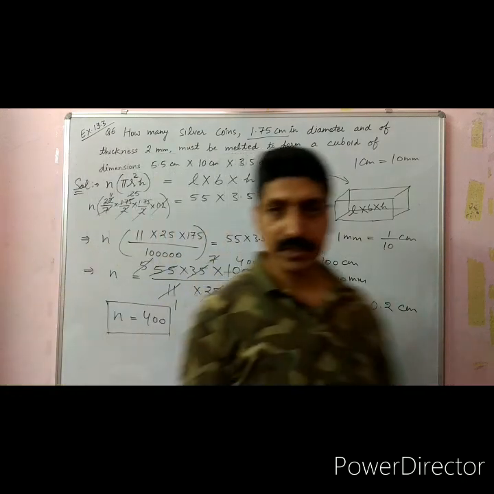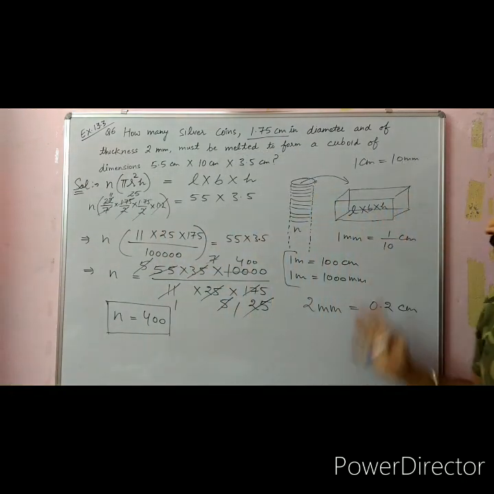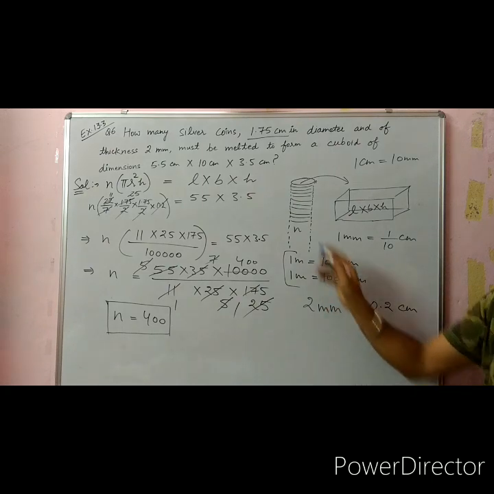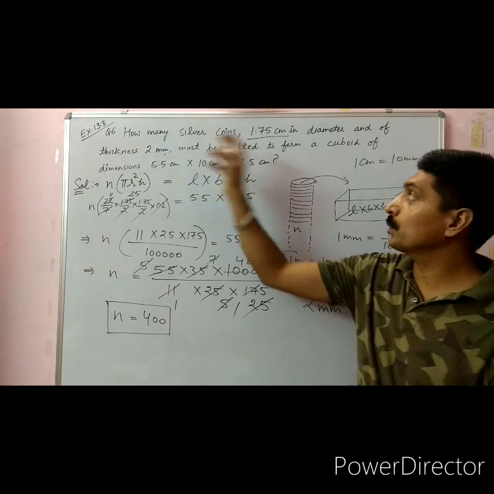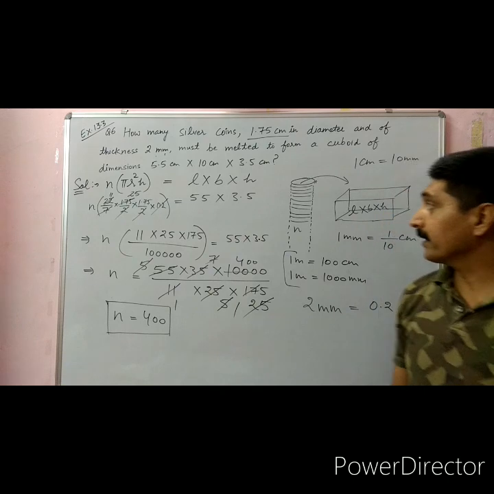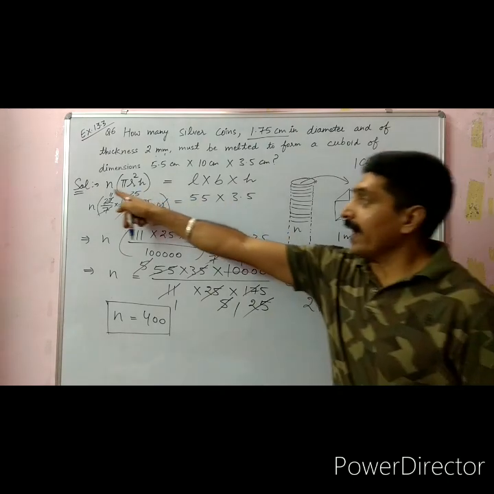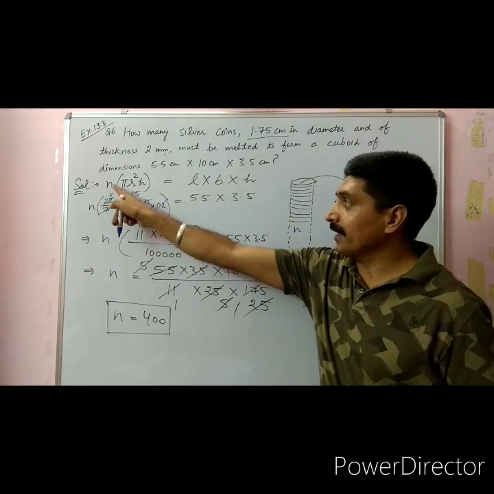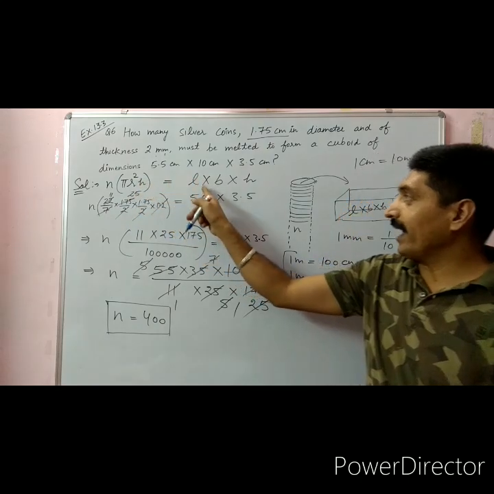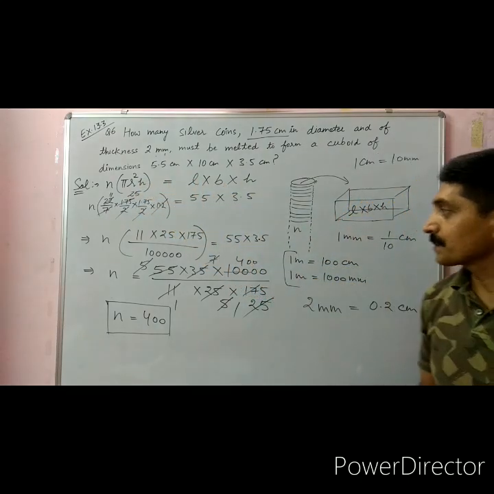So dear students, I hope the question is very clear. Here we have converted this mm into centimeters, and then we have n number of coins. The volume of n number of coins is equal to L into B into H.